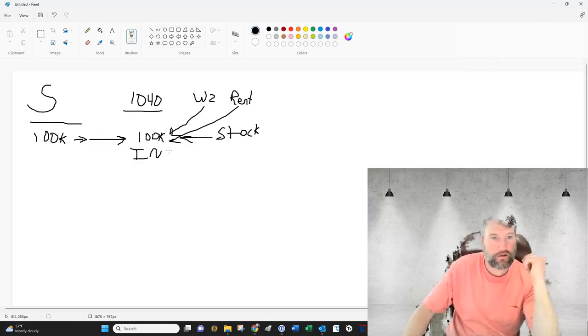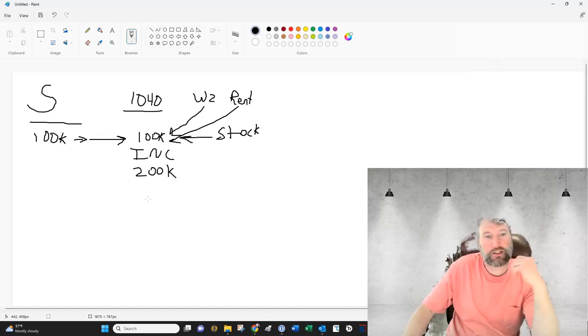Alright. We have our income bucket right here. And let's say after we throw in our $100,000 of income from the S Corp, and we throw in some W-2, some rent, some stocks, long-term capital gains and everything, basically we have this income bucket, and let's say we have $200K. Alright. $200,000 of income.